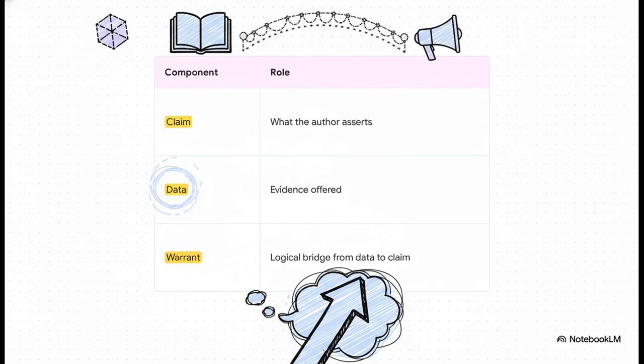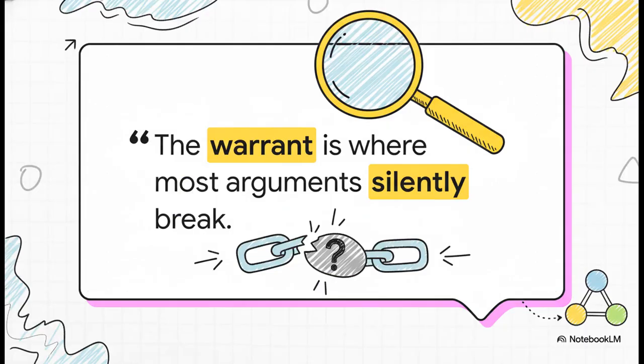First, you've got the claim, that's just what's being asserted. Then there's the data, the evidence they're giving you. And then, and this is the really important part, you have the warrant. Think of the warrant as the invisible bridge that's supposed to connect the data to the claim. And that brings us to the absolute key takeaway for this first dimension. The warrant. That's where most arguments just silently fall apart. It's the hidden assumption that holds the whole thing together, or doesn't.